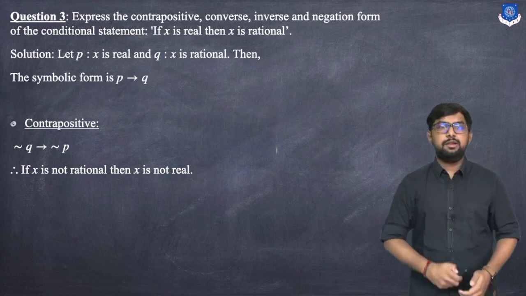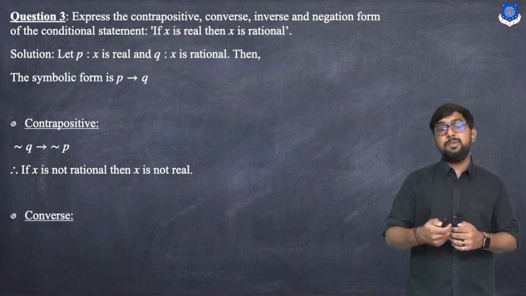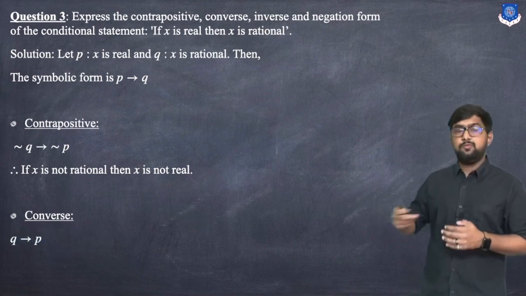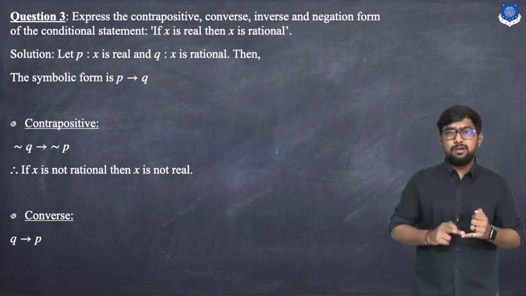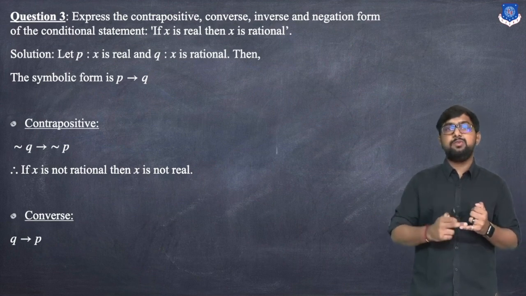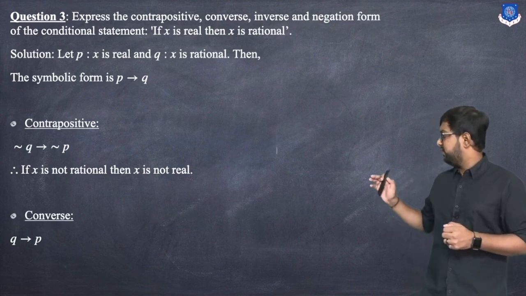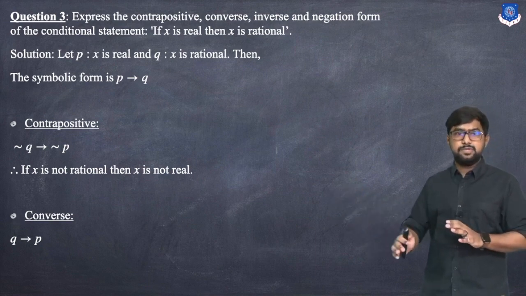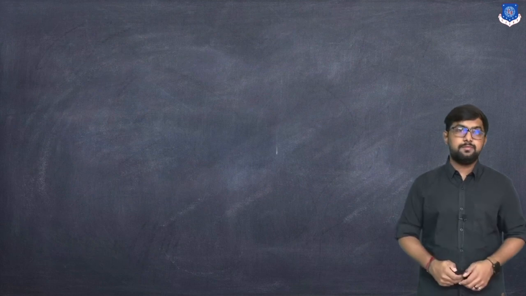Now second, the converse form. If P implies Q, then the converse form will be Q implies P. Now what is Q implies P in statement form? We have P as "X is real" and Q as "X is rational." So Q implies P: if X is rational, then X is real. Easy. So if X is rational, then X is real.